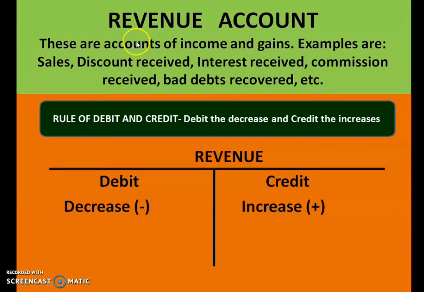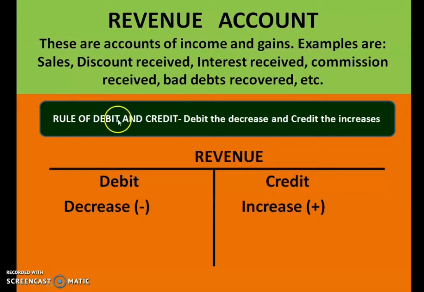Okay, the next one is revenue account. These are the accounts of income and gains. Examples are sales. See, when you sell something, the company or the business will receive cash, isn't it? So that is your revenue. If it is a gain or income for your business, then that will be shown under revenue account. The examples are sales, discount received, interest received, commission received, bad debts recovered. So whatever is received, you have to show it in the revenue account.